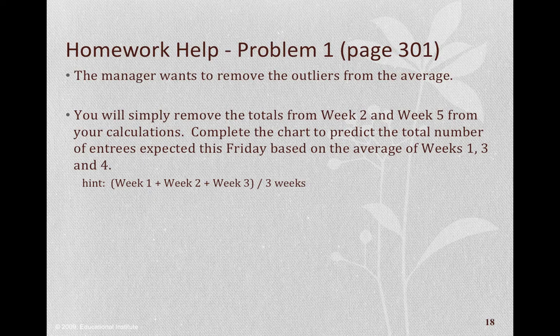In the second part of the problem, the manager wants to remove the outliers from the average. This would be an alternative way to the weighted method. He felt that week 2 and week 5 were not fair representations, and if you look at those numbers you can see that they are extremely high and extremely low. So he felt that week 1, 3, and 4 were a lot more valuable to predict future entrees.